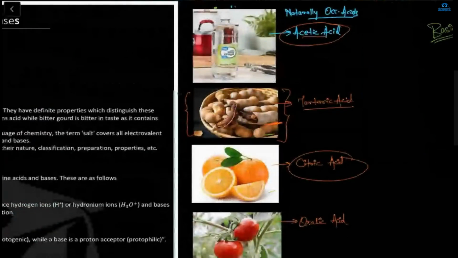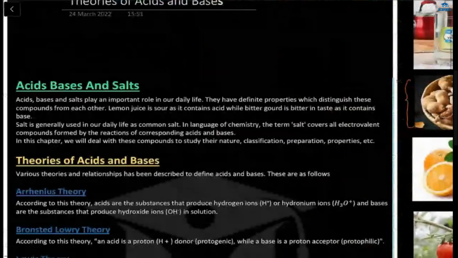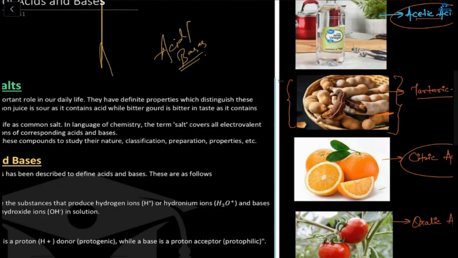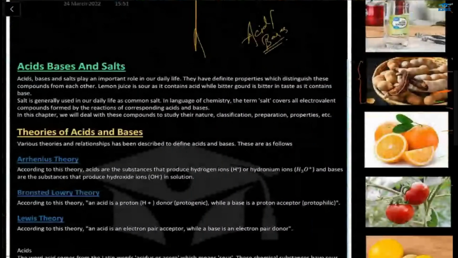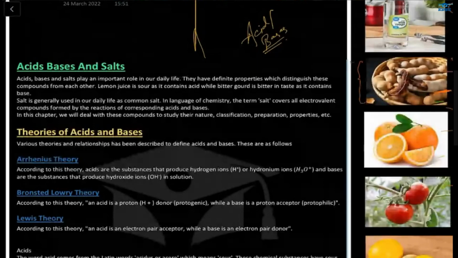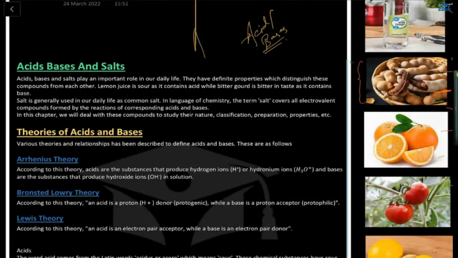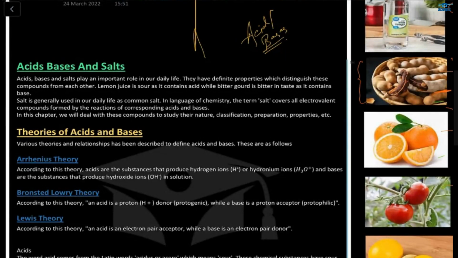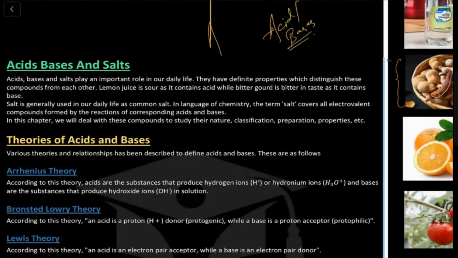Do you know what is the difference between acids and bases? Student: Bases are bitter, acids are sweet. Okay, I'm asking what is the difference between acids and bases? Student: The pH level of acid is less than 7, and the pH level of base is more than 7. Okay. So acids, bases, and salts play an important role in our daily life.